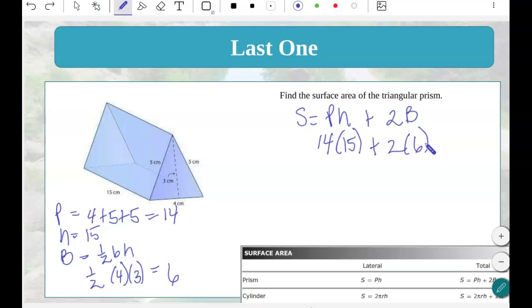All right, go ahead and use your calculator. 14 times 15 is equal to 210. 2 times 6 is 12. Add those together, it's 232. So that's the total surface area. You should know what the lateral would be, just the 210.